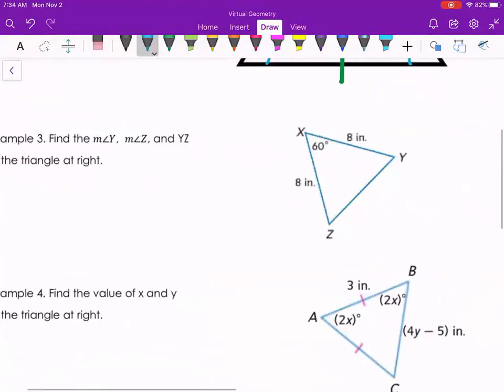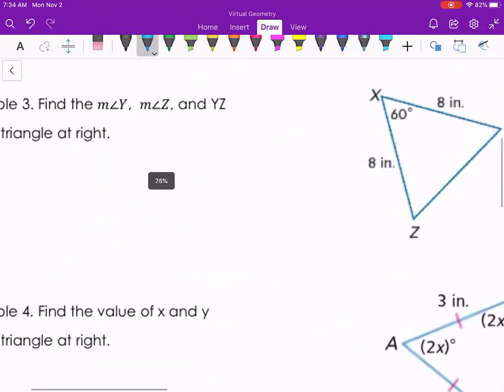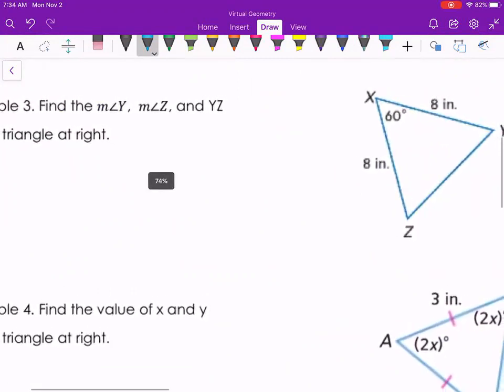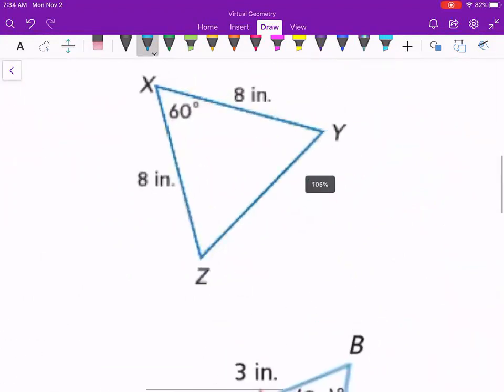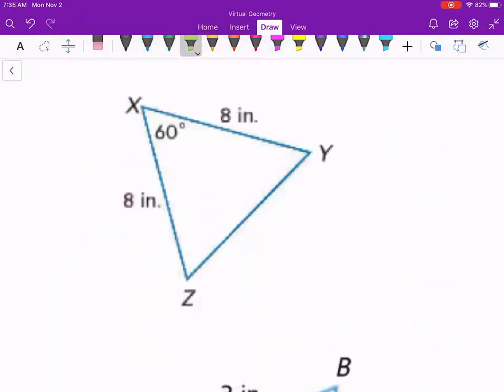So sometimes it might not be so obvious what my other 2 sides or my other 2 angles might be, especially if I don't know if I'm dealing with an equilateral or equiangular triangle. So let's see what happens with the ones that we've got so far. So example 3, find the measure of angle Y and find the measure of angle Z and then the length of YZ. All right, so right now, first thing I notice, I have 2 congruent sides. I only have 2 sides with the same measure right now. And those are my 2 sides with 8.